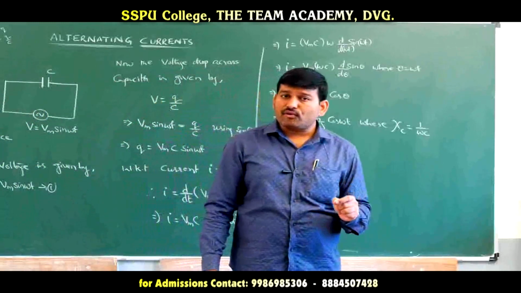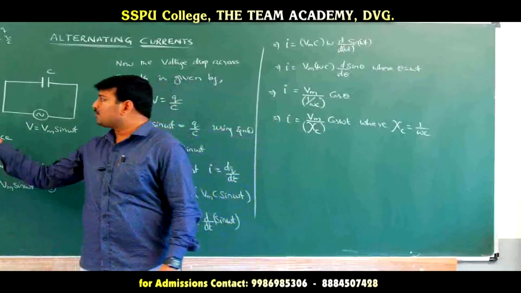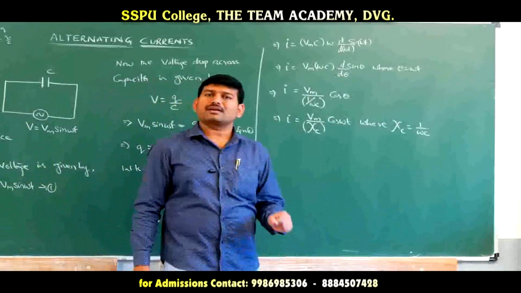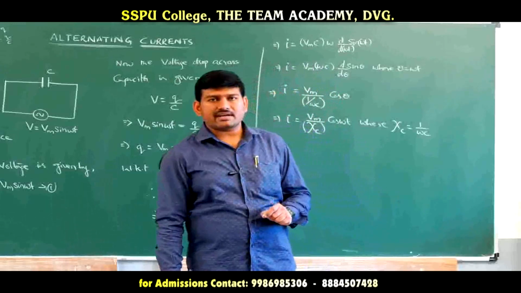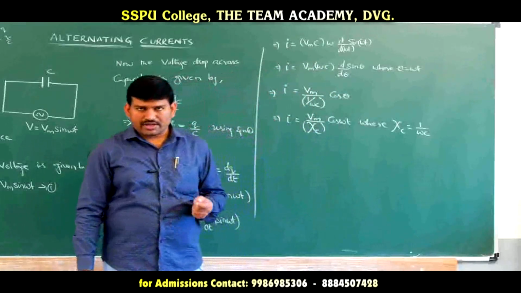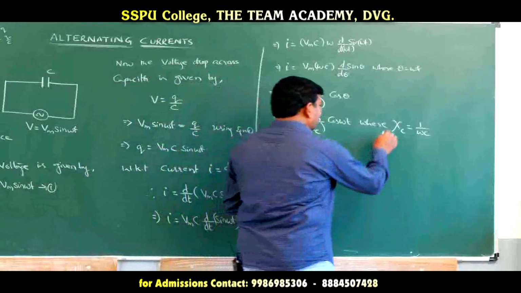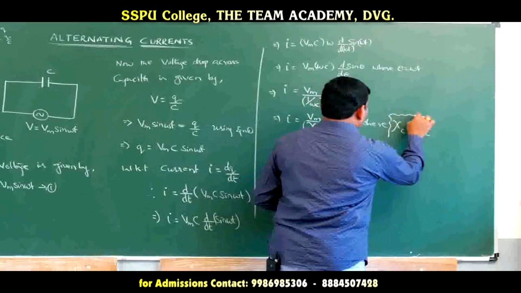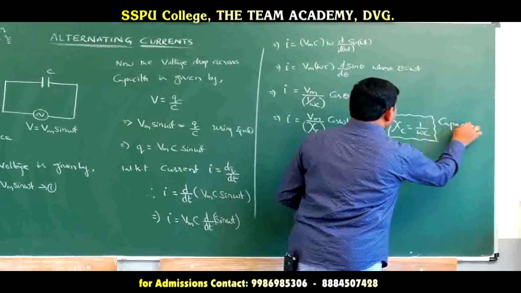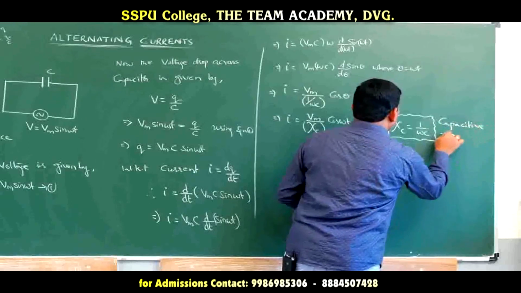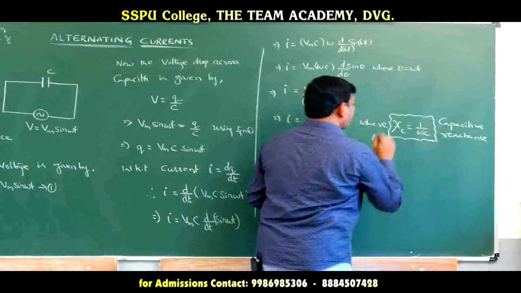The opposition to the flow of AC current in a pure capacitive circuit is said to be the capacitive reactance. Just like the opposition to the flow of AC current in a pure inductor is called inductive reactance, the opposition to the flow of AC current in the capacitive circuit is said to be the capacitive reactance. And if you see this capacitive reactance, how it is depending on frequency and capacitance.